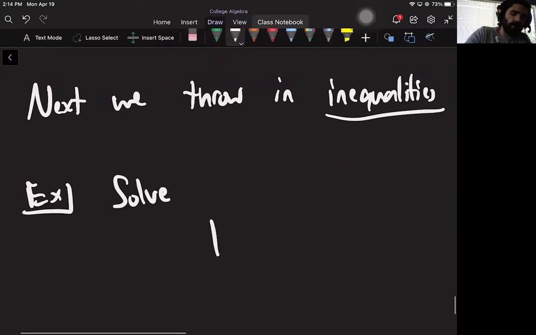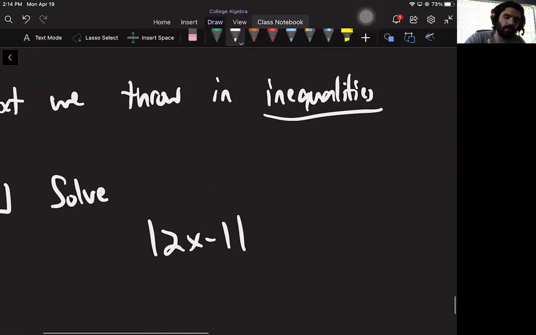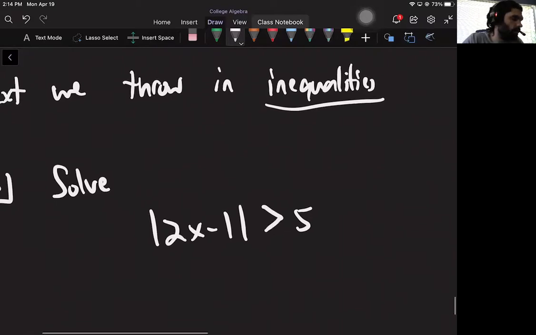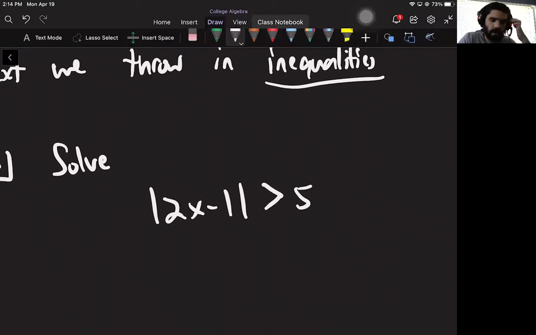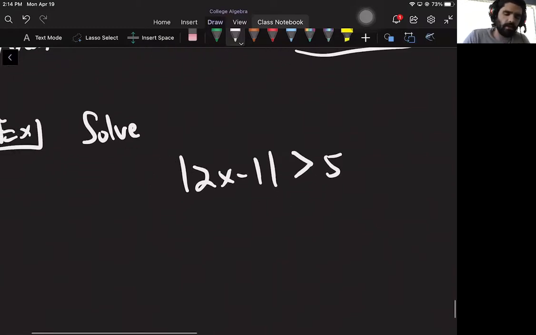and it would be something like this: 2x minus 1. So instead of having an equals and a number over here, we're now going to throw in an inequality. So how about this? So this is saying greater than. And how does this work? Well, let's just try to think about it intuitively first.